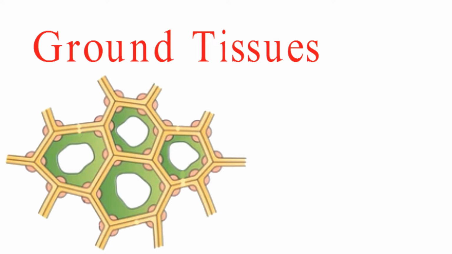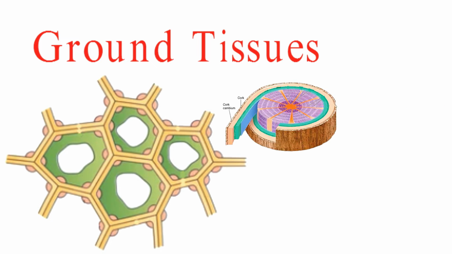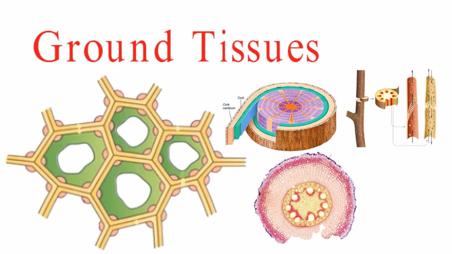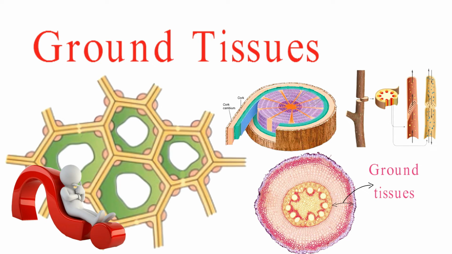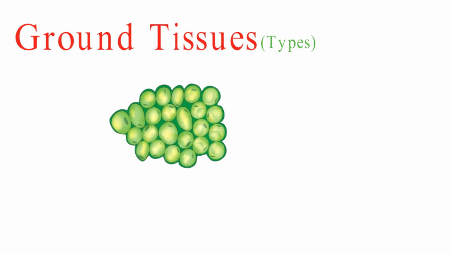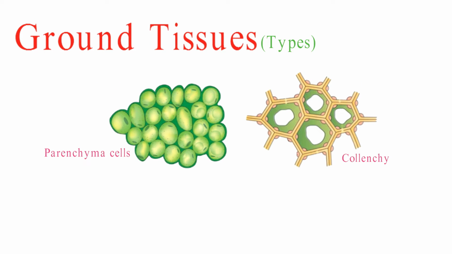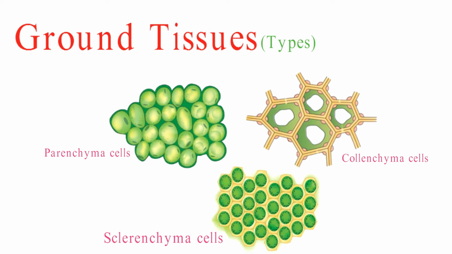Ground tissue is one of the three main types of plant tissues, alongside dermal and vascular tissues. It makes up the bulk of a plant's body and plays various essential roles. But here's a question for you. How much of a plant's body is actually composed of ground tissue? Ground tissue is composed of various types of cells, including parenchyma cells, collenchyma cells, and sclerenchyma cells.